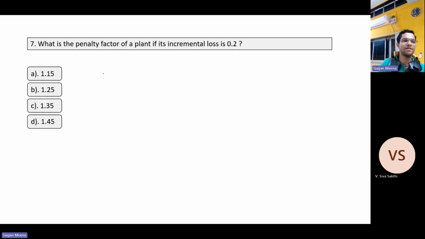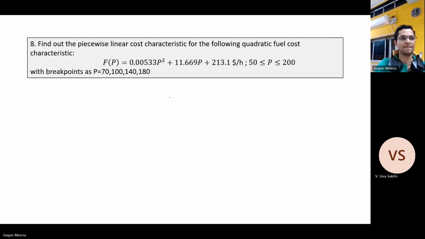This is very simple. We already know the penalty factor is 1/(1 minus incremental loss). This is straightforward. And this becomes 1/(1 minus 0.2). Okay, 1.25.